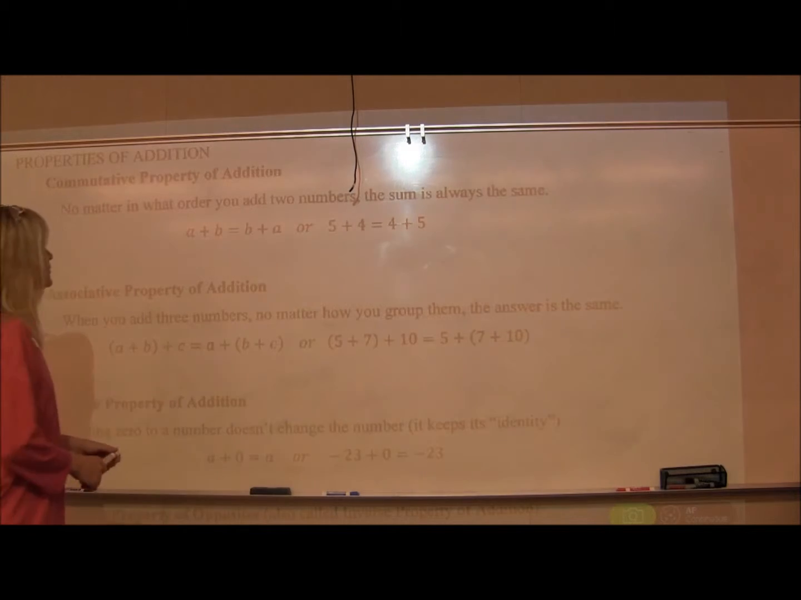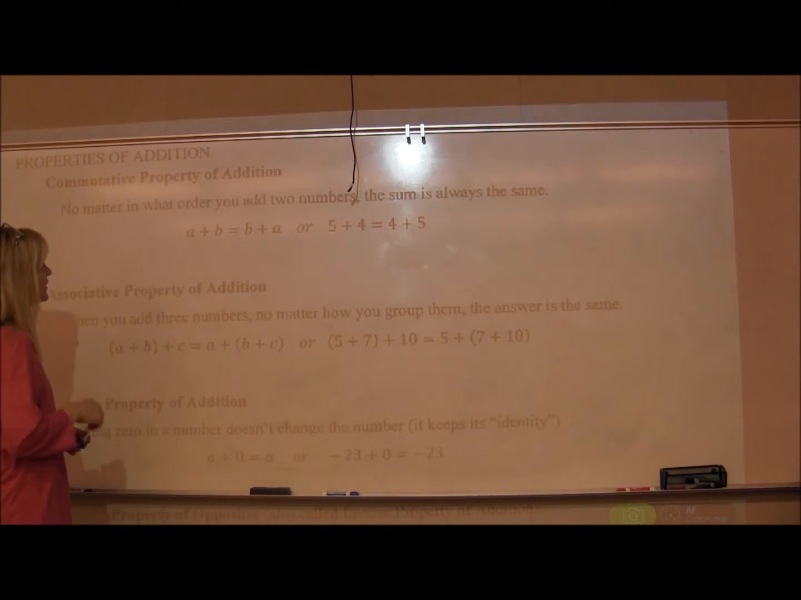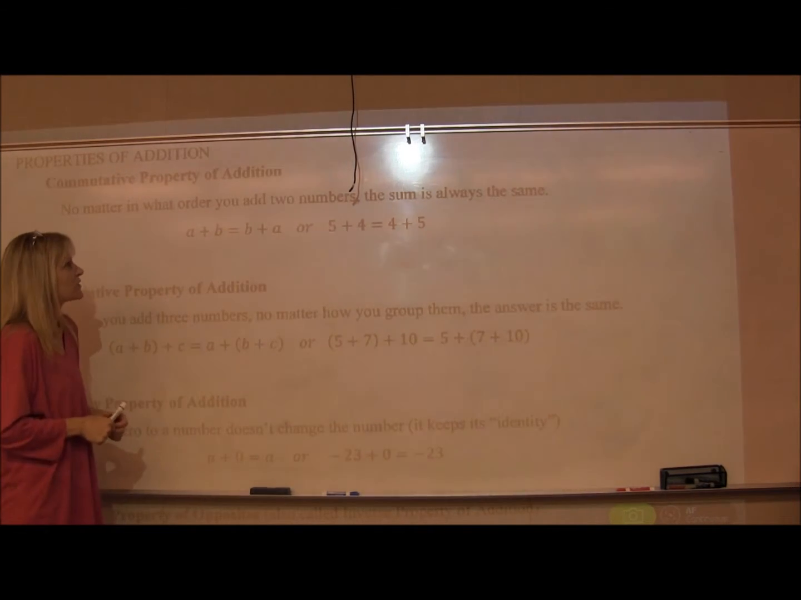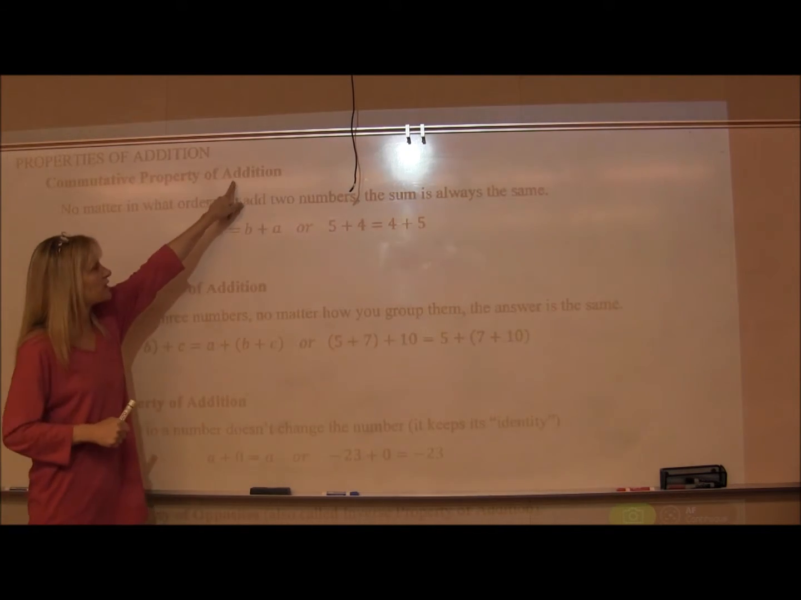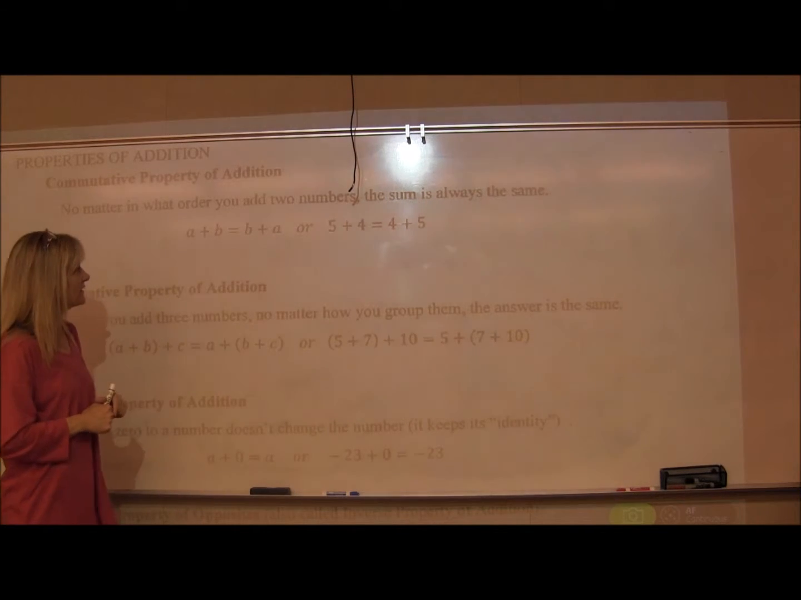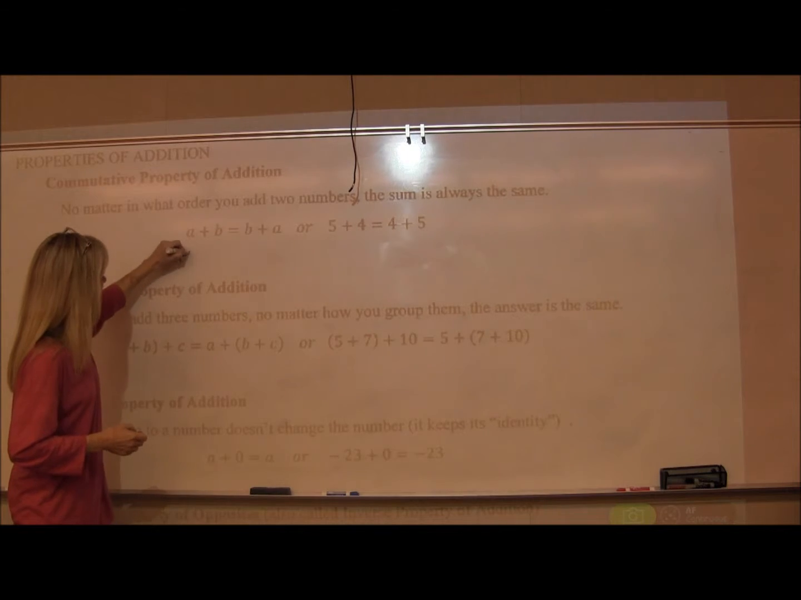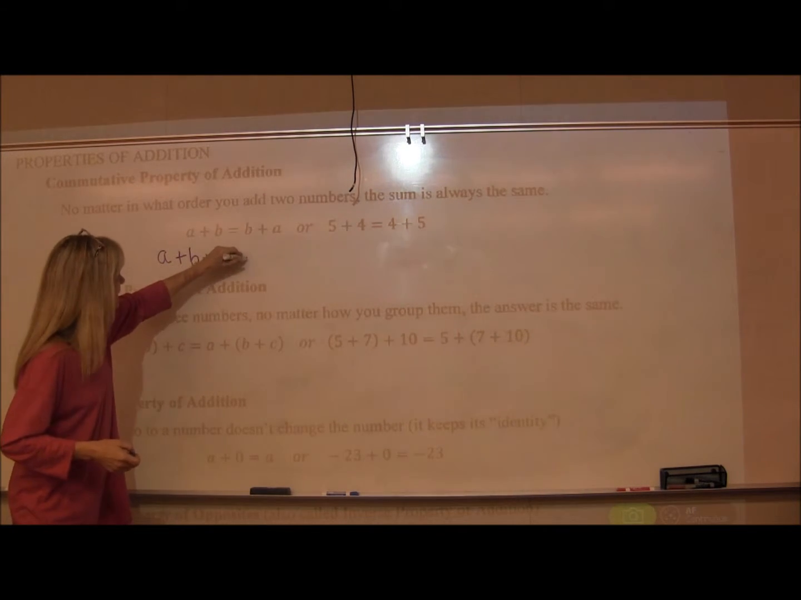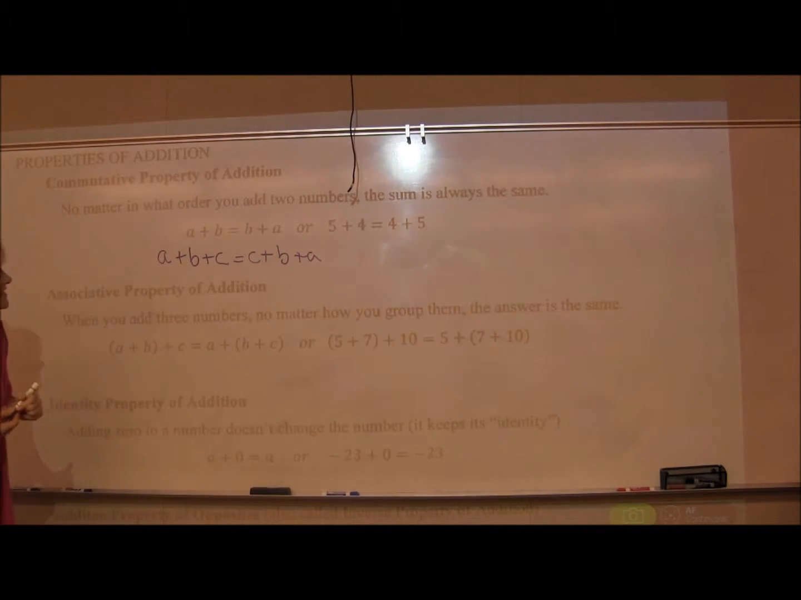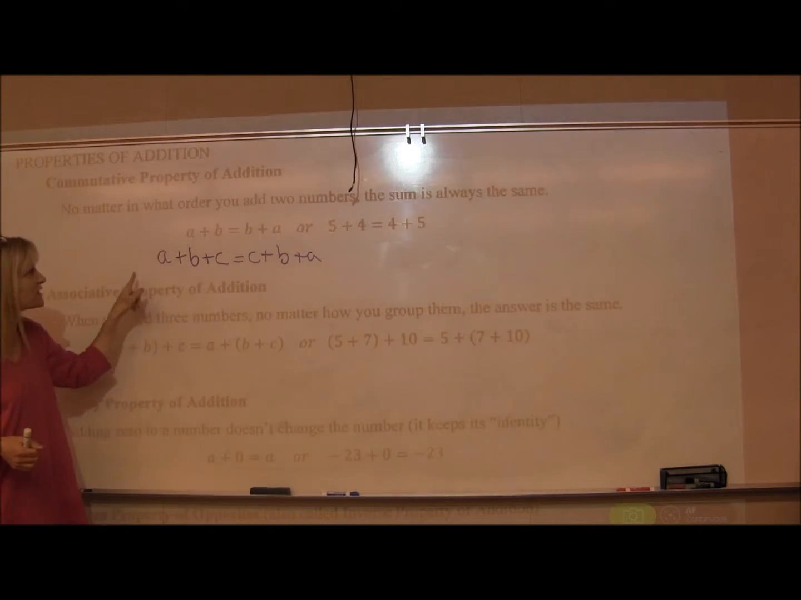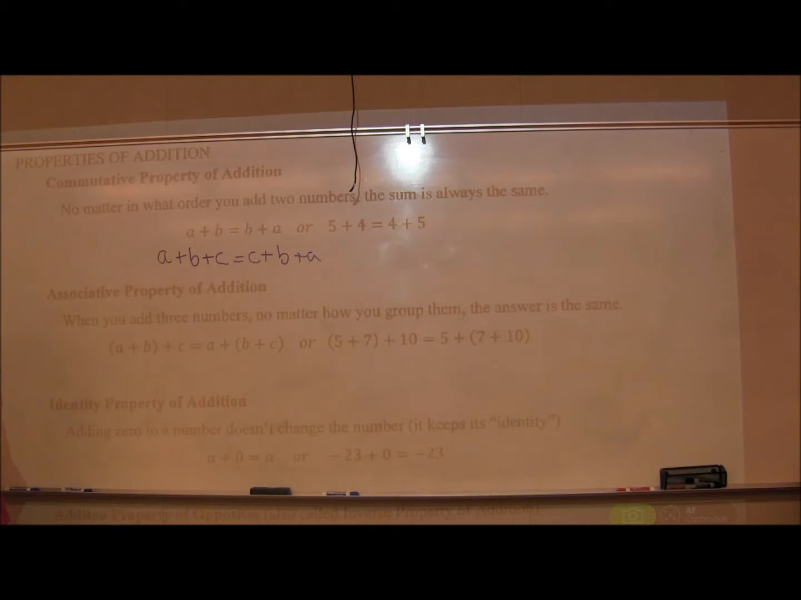Properties of addition, the commutative property of addition: no matter in what order you add two numbers, the sum is always the same. Order doesn't matter, as long as you're only talking about addition, okay? So A plus B equals B plus A. You could also say A plus B plus C equals C plus B plus A. I mean, addition is commutative. Order does not matter. I think that's fairly intuitive, meaning I think you guys probably kind of knew that, right?